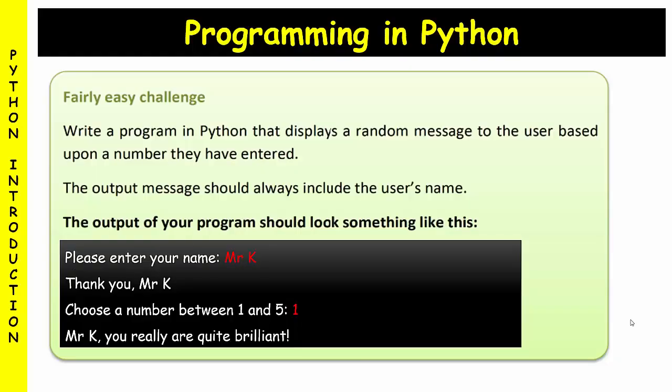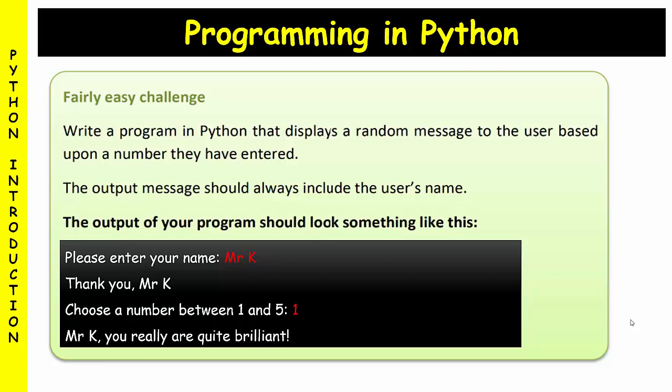It's that time again to check what you have learned and challenge yourself. So the fairly easy challenge, you need to write a program in Python that displays a random message to the user based upon a number they have entered. The output message should always include the user's name, and the output of your program should look something like this. So your program should ask the user, please enter your name. When they do enter their name, it should say thank you with the user's name.